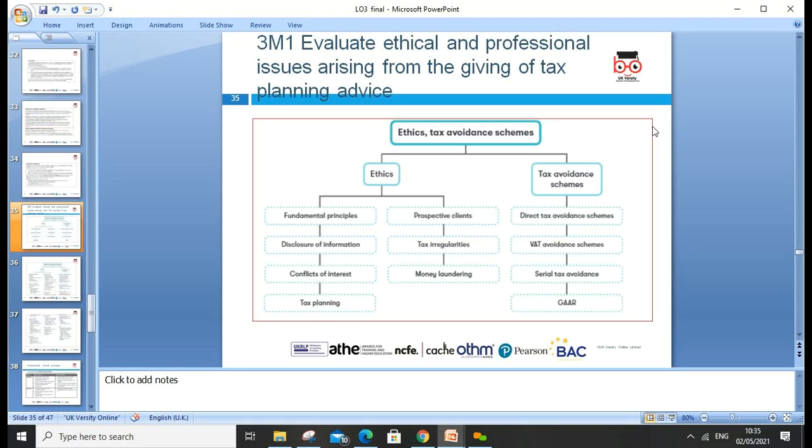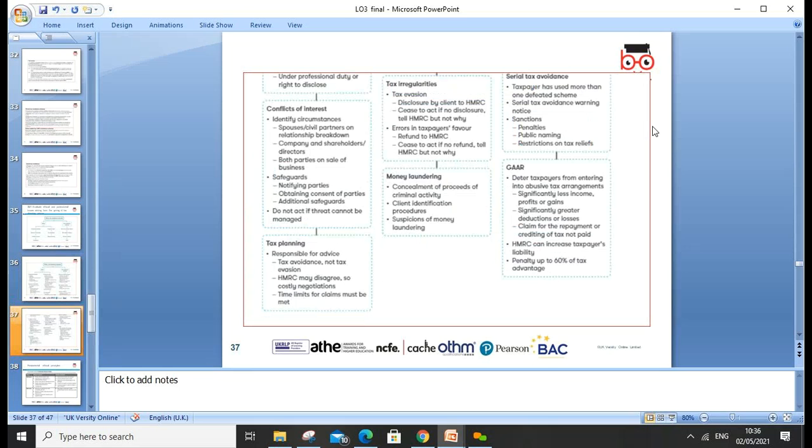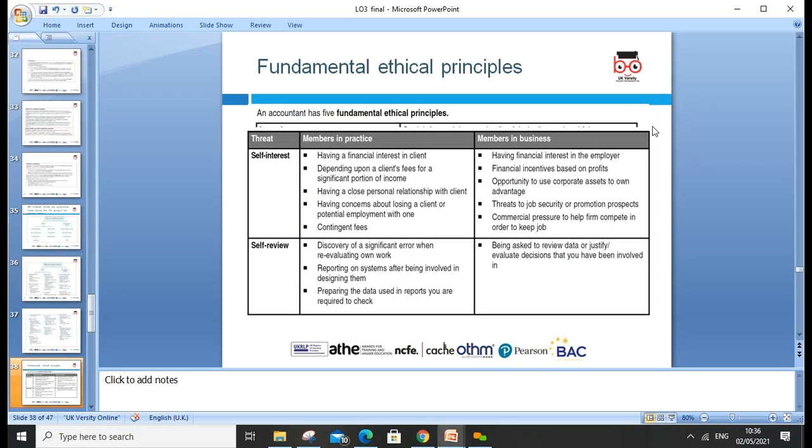Okay, so next we're looking at ethics: fundamental principles, disclosure of information, conflict of interest, tax planning, prospective clients, tax irregularities, money laundering and tax avoidance schemes. These we can look around. On tax ethics and avoidance schemes, the fundamental principle is we need to disclose information, all details we can follow. And the tax avoidance schemes and the penalties are all a summary of what we discussed in the previous slides. So we know what the ethics are.